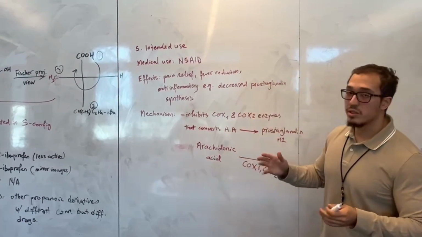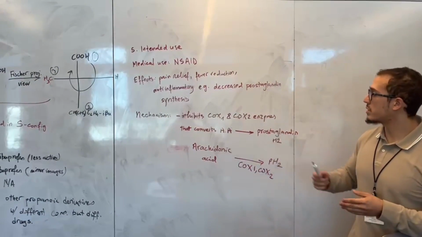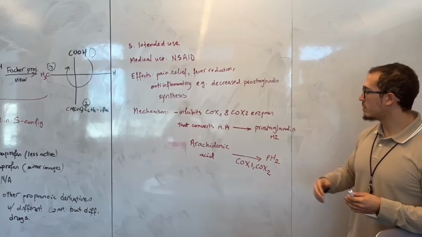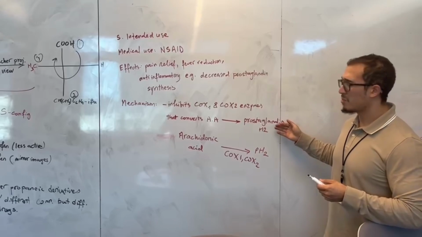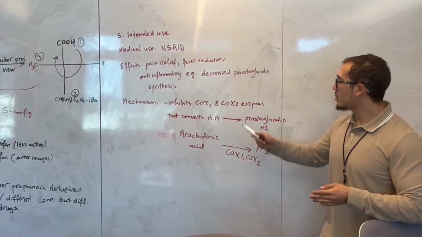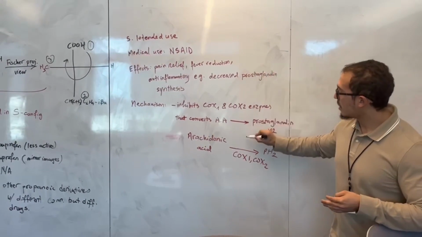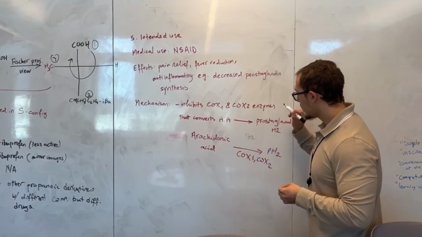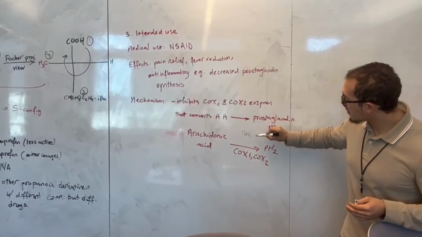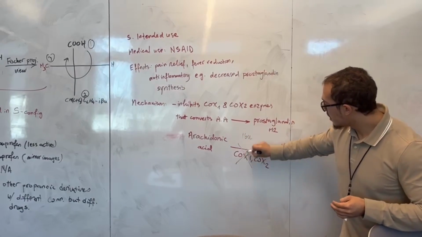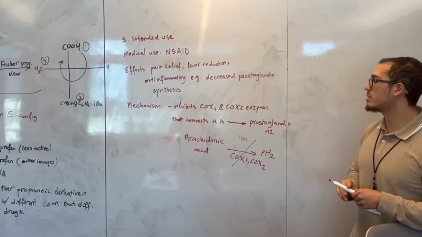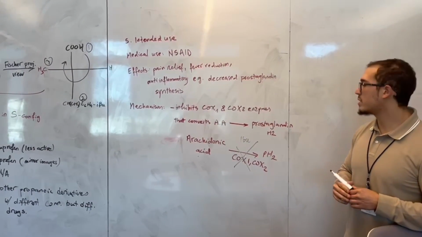Mechanism, very interesting mechanism. It inhibits the COX-1 and COX-2 enzymes that convert arachidonic acid to prostaglandin H2. This acts as a chemical messenger for pain and inflammation. What ibuprofen does, ibuprofen comes in the middle of this interaction. It essentially inhibits this, so you can't convert arachidonic acid to prostaglandin H2, and therefore you get a reduction in pain.